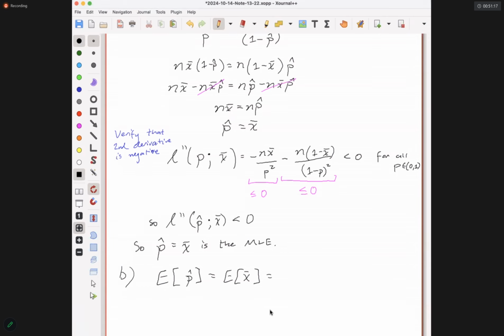There's no theta here. So for any distribution at all, this is an important thing to remember. The expectation of x bar is equal to the expectation of x. Also, I don't think we need this one for this problem 1, but the expectation of s squared is equal to the variance of x. Those are very important things to remember.